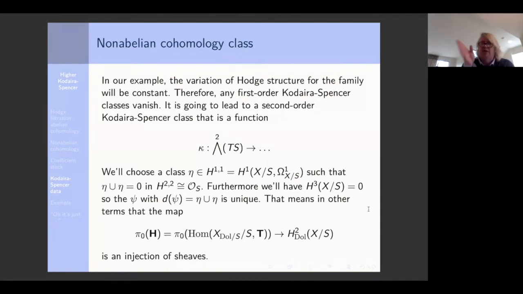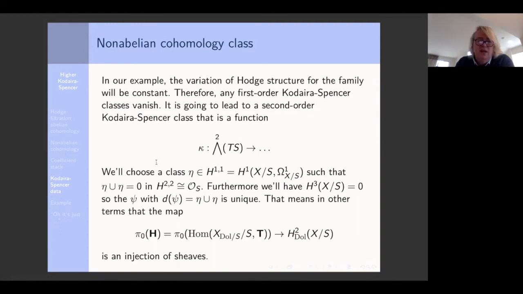So we basically have an action of a commutative group with 2 generators such that the action of either one of those generators is trivial, okay? But that doesn't mean that the action is trivial. So what we're going to say here is that we get a second order Kodaira-Spencer class, which is going to be a function from lambda 2 TS into somewhere. We'll see that in a minute. Where's that somewhere? Let's see. Well, we'll see that in a minute in the next slide, I think.